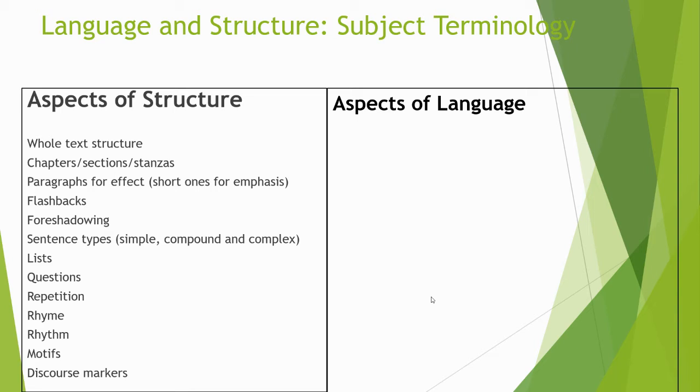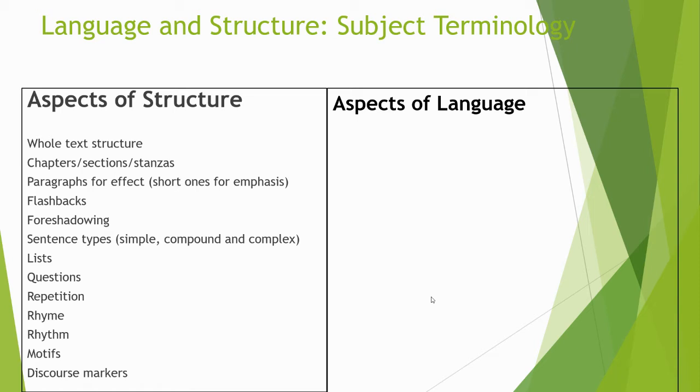In addition to this, you will need to know about different sentence types, such as simple sentences, compound sentences, and complex sentences. And lists, questions, repetition, rhyme, rhythm, motifs, and discourse markers. Now, structure is all about the nuts and bolts of a text, the way a text is put together, a bit like scaffolding in a house.